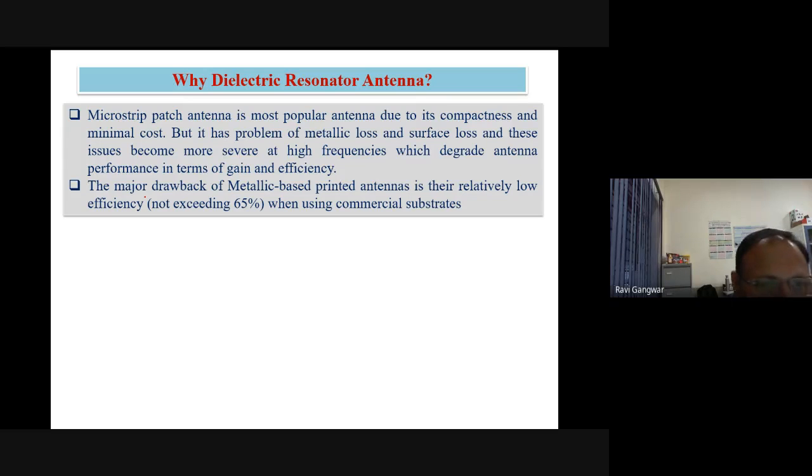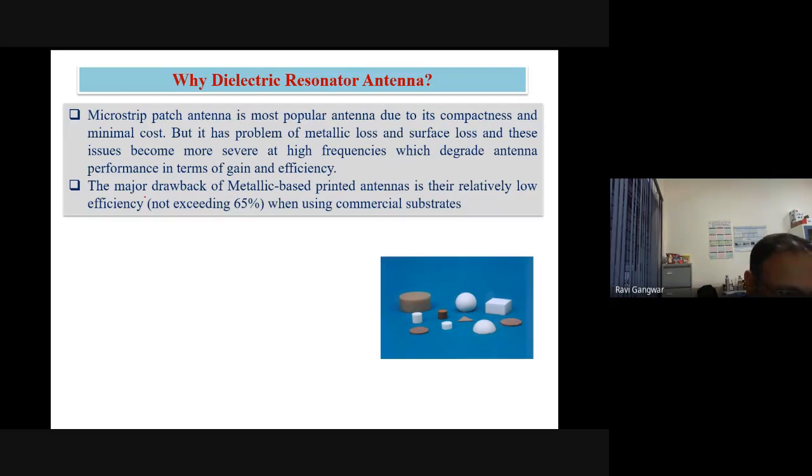The major problem is basically metallic losses and surface losses. Due to these two losses, the performance of the antenna in terms of efficiency and gain is drastically degraded at very high frequency. For example, if you go to millimeter wave, in that condition the patch antenna basically shows very low efficiency. So that is the major reason we have to think of some other antennas where we can get high efficiencies, and that are able to handle more power and more bandwidth.